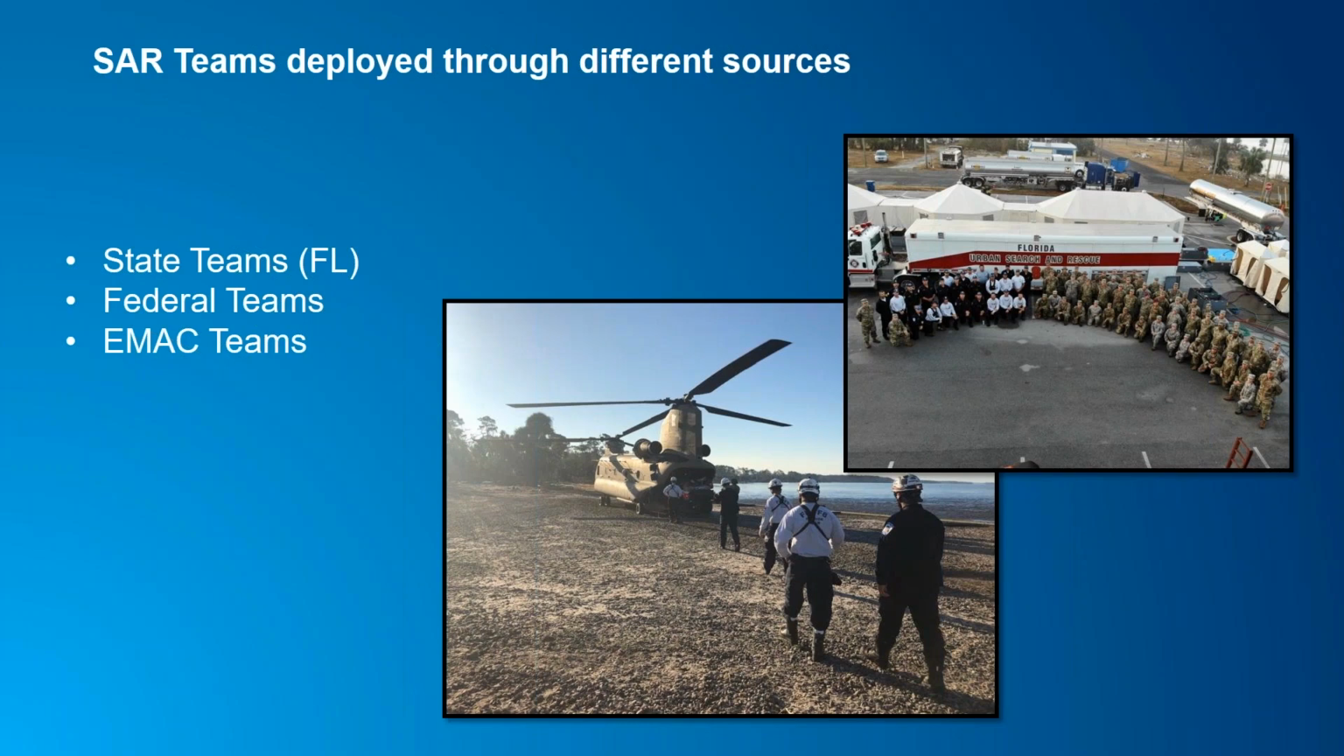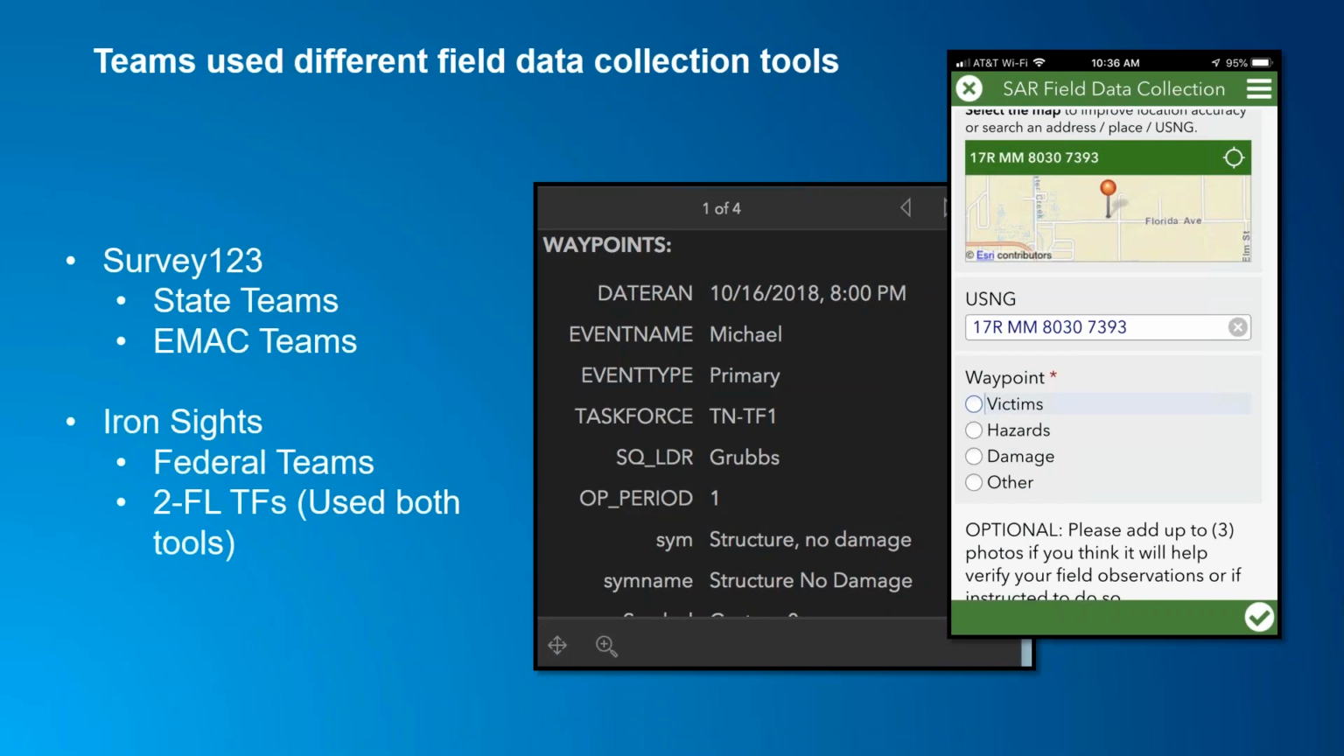So we brought in our search and rescue teams, obviously from the state. We also had them requested through the federal system, as well as EMAC. And the reason that's important to note is because, again, they used different collection tools, based on how they're being deployed. So our state teams and our EMAC teams used the Survey 123. And then our federal teams use Iron Sights. In addition to that, 2 of our state teams that would normally be deployed out of state as a federal team also used the Iron Sights side by side with the Survey 123.